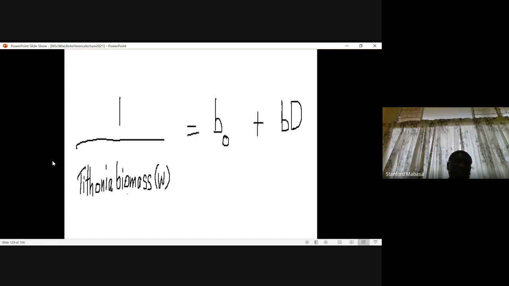And as for Tithonia, this is the equation which can be used to express the reciprocal of the plant weight of Tithonia, which is a straight line.